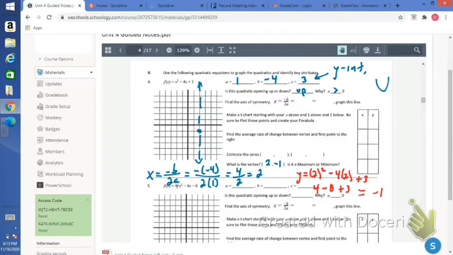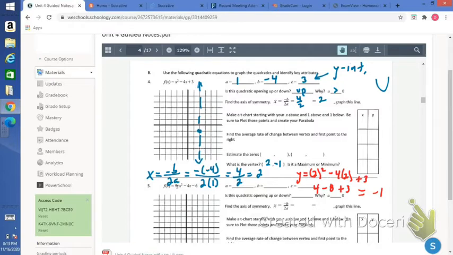Okay, so I kind of skipped. I drew in the axis of symmetry without actually finding it. Remember that the axis of symmetry is the x-coordinate of your vertex. So it would be 4 over 2, which is 2. So it would be the line x equals 2, which we just plotted.